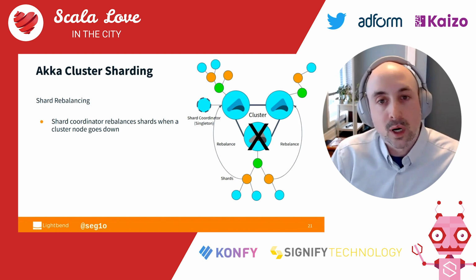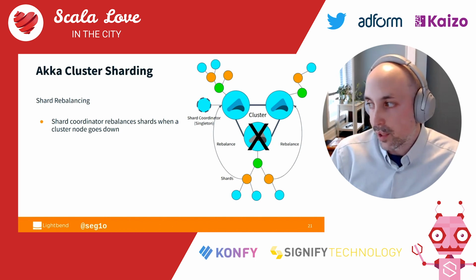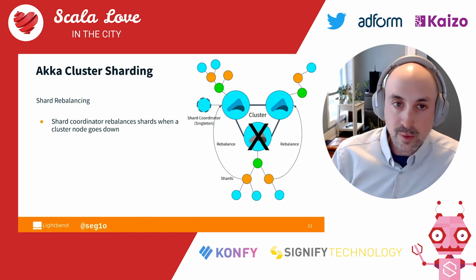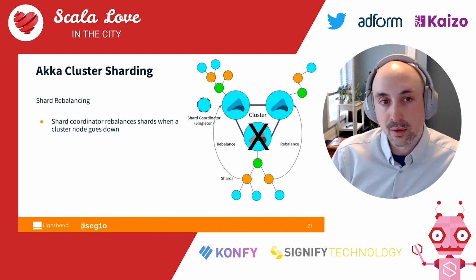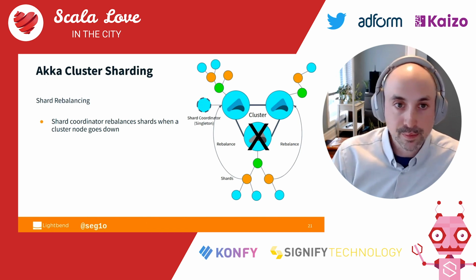Rebalances happen automatically if, for instance, a cluster node goes down. Any shards that are hosted by that down node will be rebalanced to the surviving nodes.